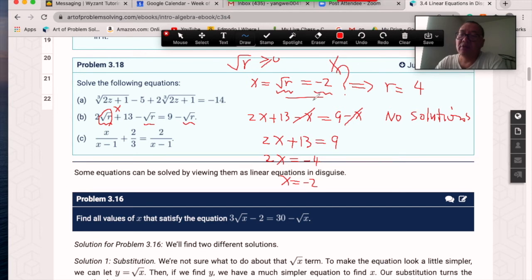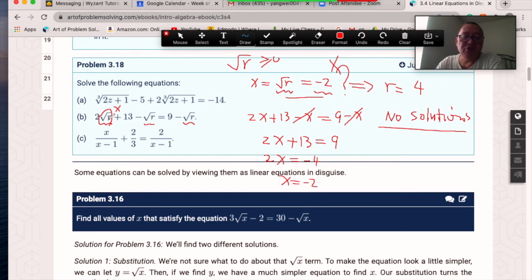Then that means you need to stop here. You write no solutions. If you don't notice this, then you still square, then you get r equals 4, right? Then now let's plug back, to see if r equals 4 satisfies this equation.